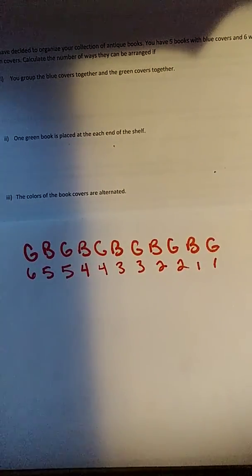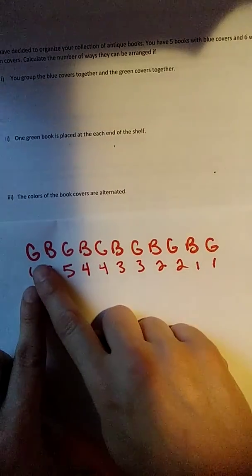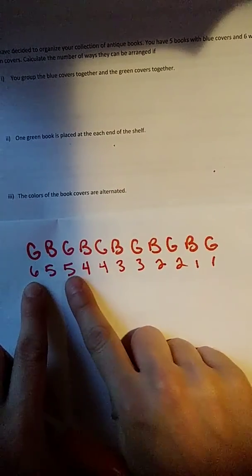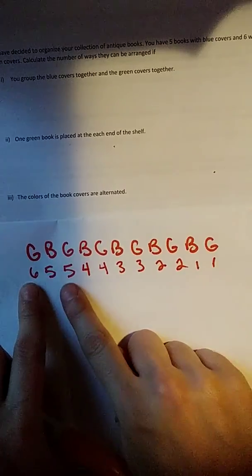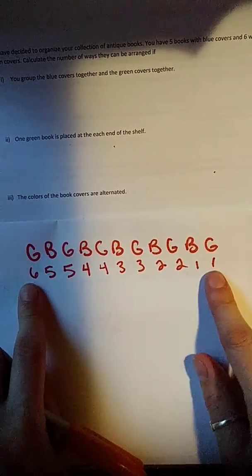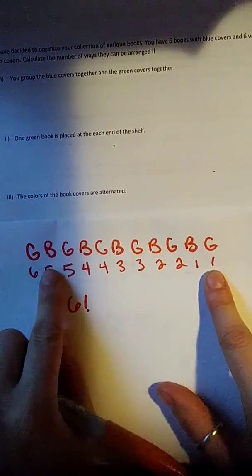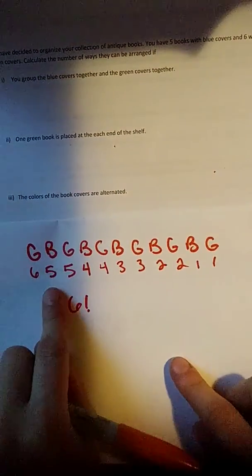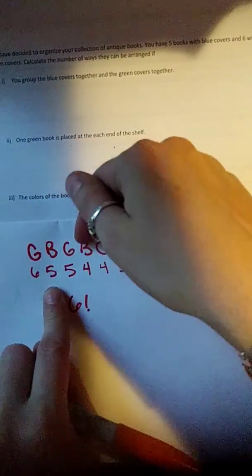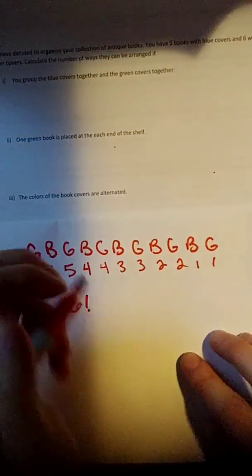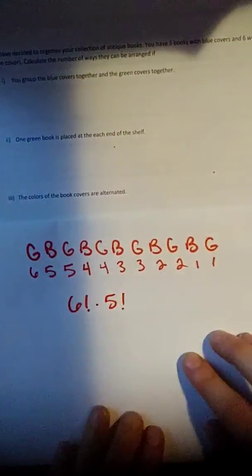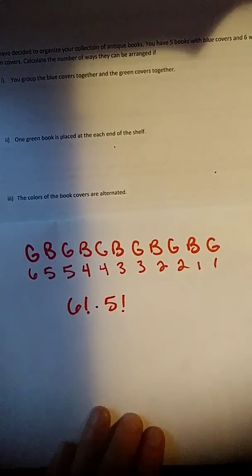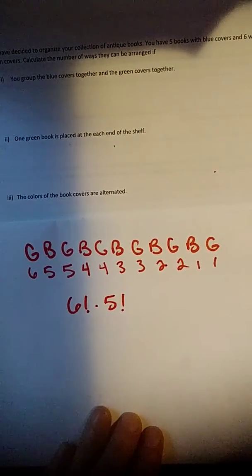And what you're going to find with this theme is that if you follow just the green books here, green here, here, 6, 5, 4, 3, 2, 1. This is actually 6 factorial for the green books because they do have to be put down in order. And for the blue books, here I have 5, 4, 3, 2, 1. This is actually 5 factorial, and I'm multiplying those 2 factorials together. So we can actually just put 6 factorial into our calculator and multiply it by 5 factorial, and we're going to get our final answer here.